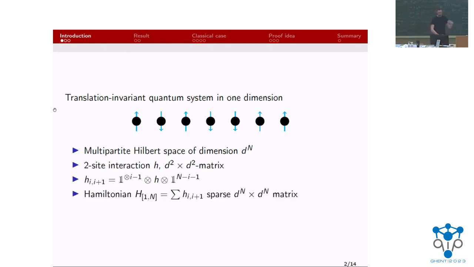Then to build up the Hamiltonian of the full system, we just put these two-local terms on all pairs of neighboring sites, so here and here and here, and sum over them and get our sparse but large d to the n times d to the n matrix, which is our Hamiltonian.